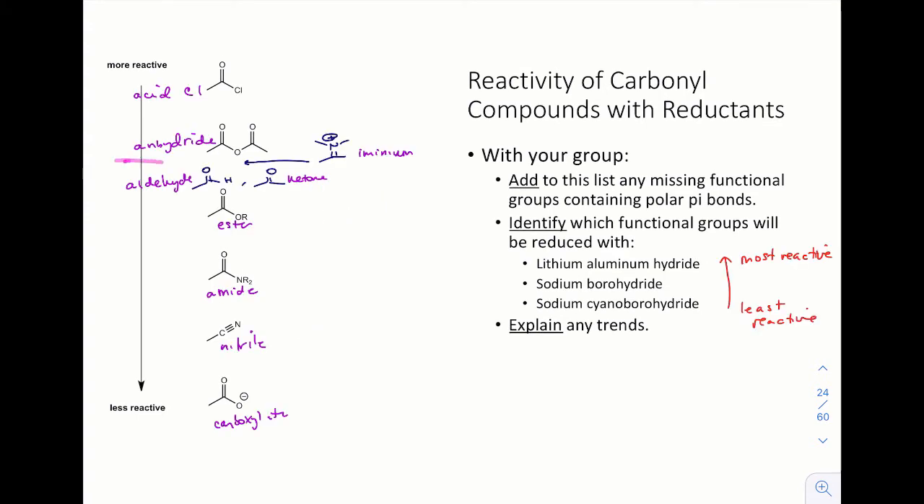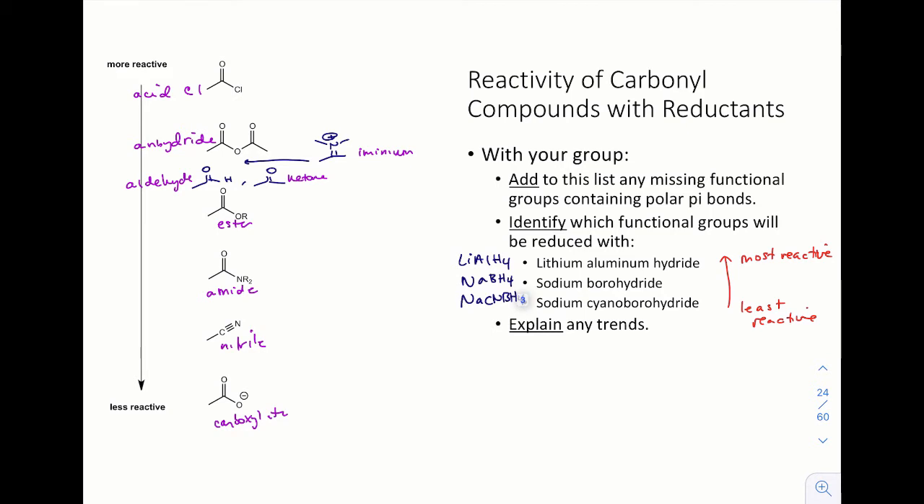Aldehydes and ketones are missing, and we know that they are more reactive than esters. We also know that aminium ions are a bit more reactive than aldehydes and ketones, so they go above it on the reactivity ladder. Of the reducing agents, lithium aluminum hydride is the most reactive. Sodium borohydride is the next most reactive, with the weakest reducing agent being sodium cyanoborohydride.